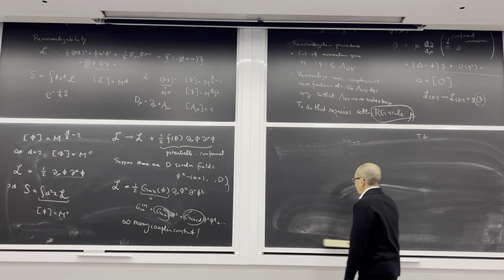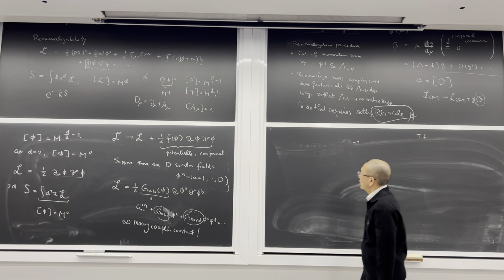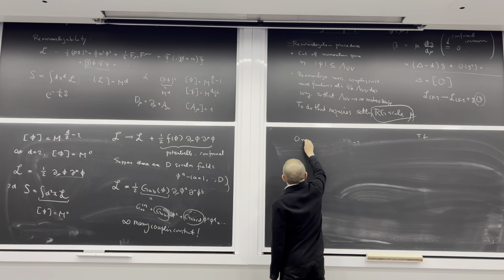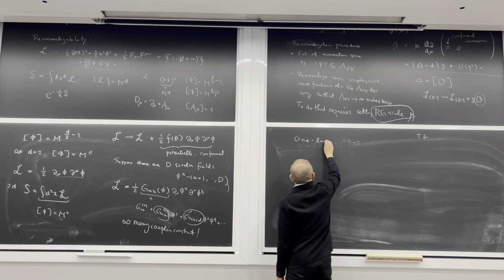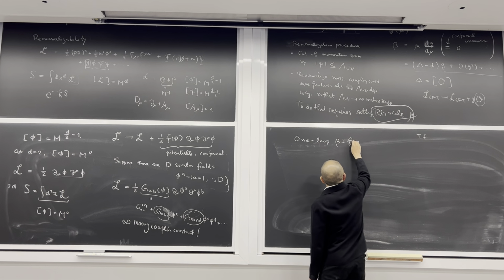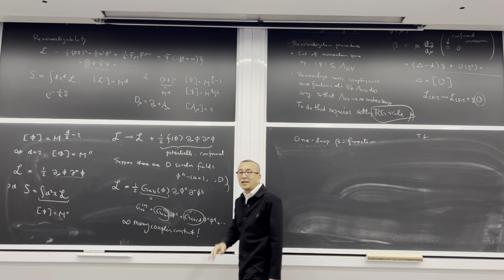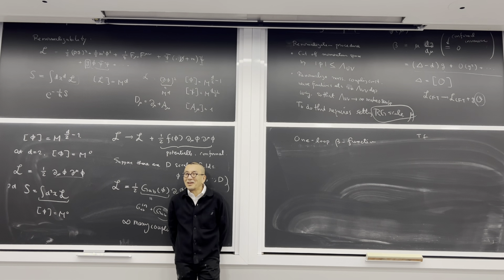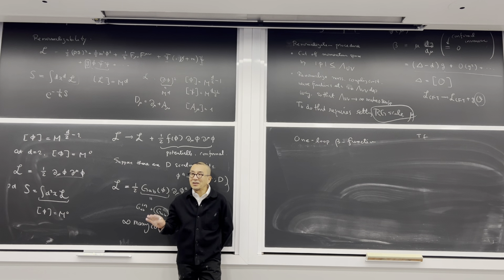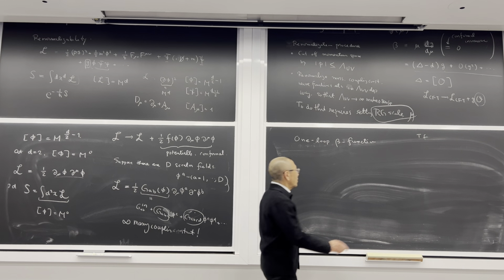So how do you do the renormalization calculation? For example, the one loop beta function. How many of you have either taken an introductory course on quantum field theory or read an introductory textbook on quantum field theory, such as Peskin and Schroeder? You have studied the renormalization of QED. You probably studied this.